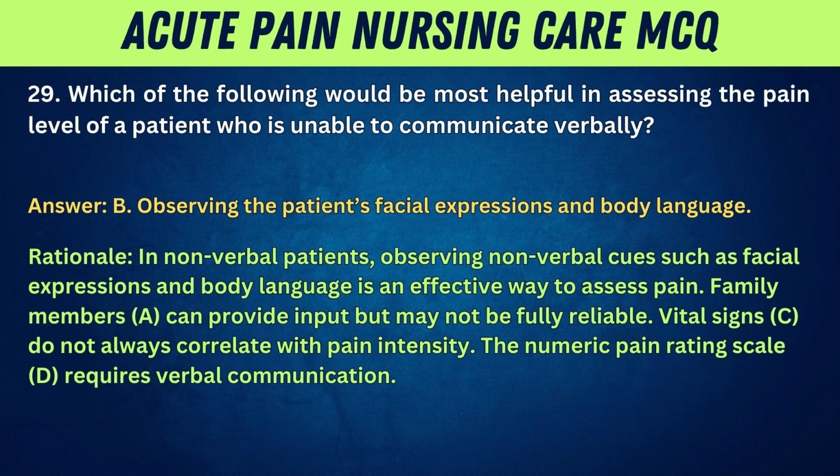Rationale. In nonverbal patients, observing nonverbal cues such as facial expressions and body language is an effective way to assess pain. Family members, A, can provide input but may not be fully reliable. Vital signs, C, do not always correlate with pain intensity. The numeric pain rating scale, D, requires verbal communication.